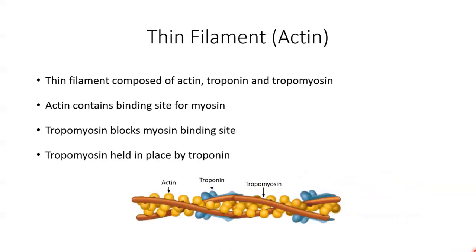The thin filament is composed mostly of actin, as well as smaller amounts of our troponin and tropomyosin. And actin, which is our yellow part of this thin filament here, contains binding sites for myosin. And when the myosin heads and the actin bind is when our muscle contraction actually occurs. When a muscle is relaxed, myosin is blocked from binding to actin because of these strands of the tropomyosin. The tropomyosin strands are held in place by the troponin molecules.